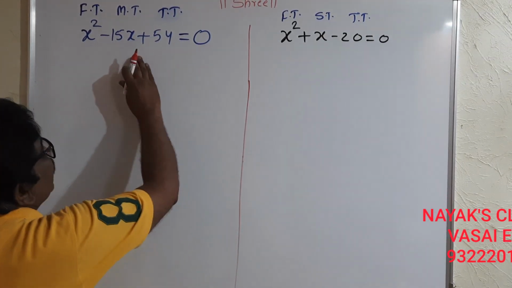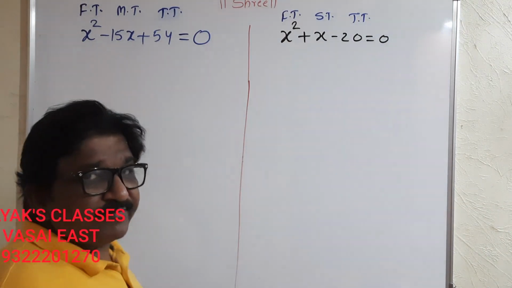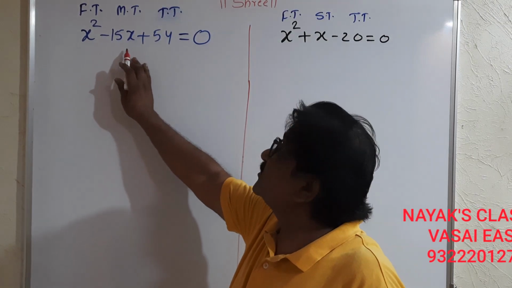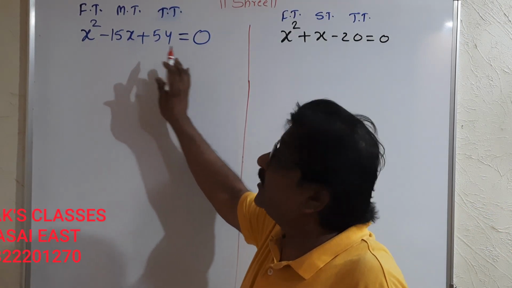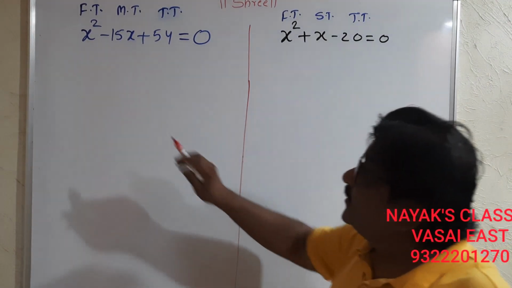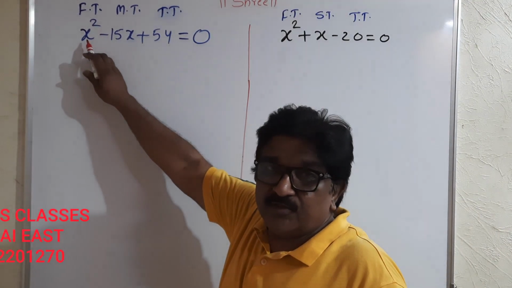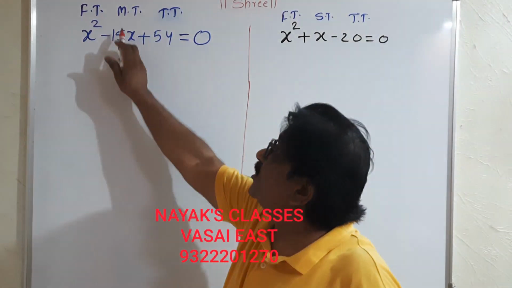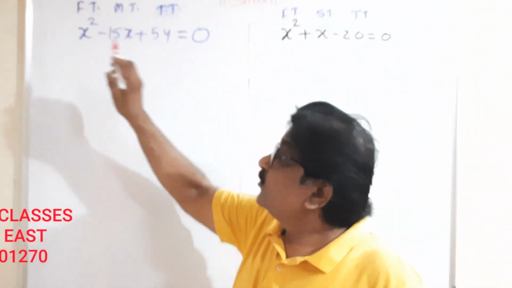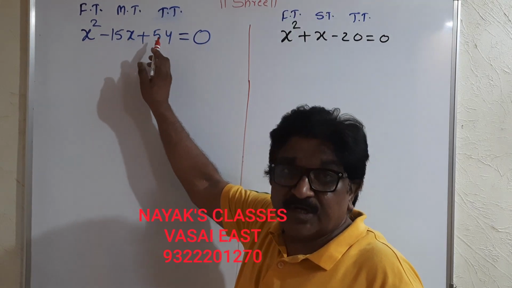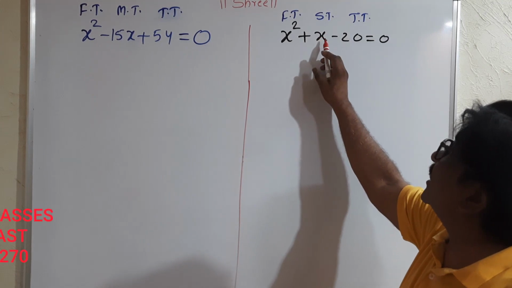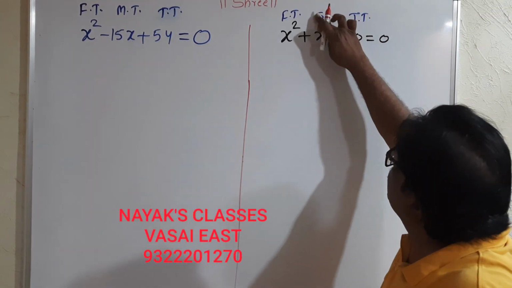Now, two equations are given here. One is x square minus 15x plus 54 and another is x square plus x minus 20. This is called first term, this is called second term, middle term, this is called third term. Similarly, first term, second term, third term, we can call middle term also.